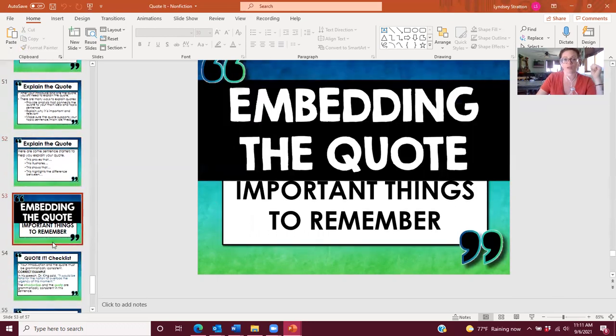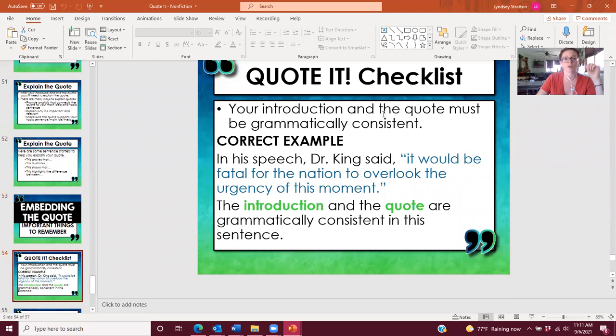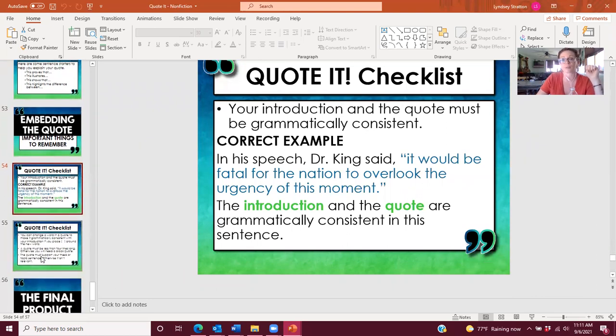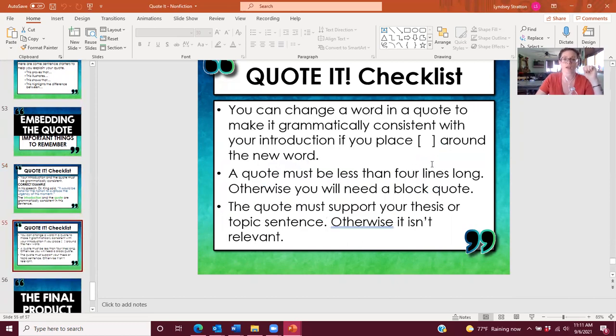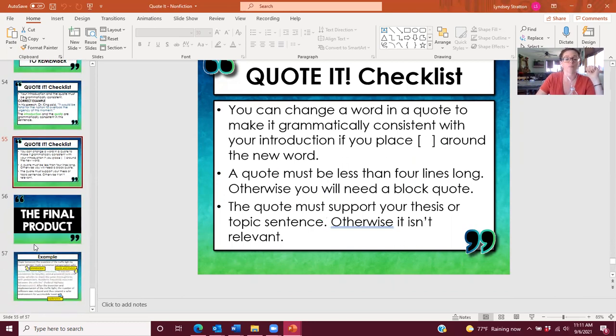Okay, then you're going to embed it. Important things to remember. Make sure that everything is grammatically consistent. Okay, that's going to be those ellipses, brackets. Okay, if it's more than 4 lines, it's a block quote. It must support your thesis, otherwise it's not relevant. I think that's about it.